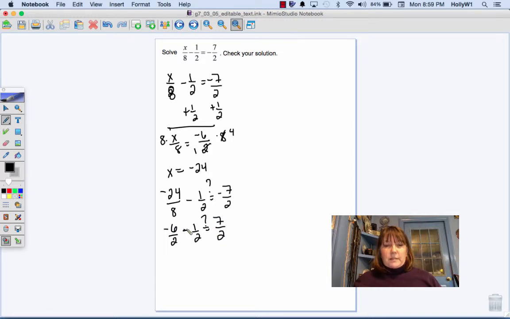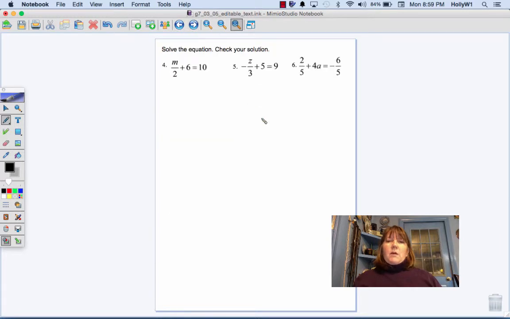And if I have 6 and I add its opposite, another negative 1, remember, keep our signs here. Negative 6 plus negative 1 is negative 7/2, so this is true. Negative 7/2 is equal to negative 7/2. All right, why don't we try these on your own? So pause me, and then I will show you the answers.